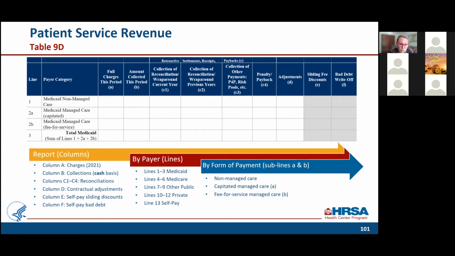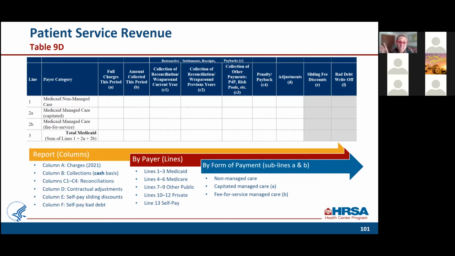Reporting in this table does not follow generally accepted accounting principles. This table really seeks to capture the total value of services provided to patients and revenue received for those services. Both revenue tables, Tables 9D and 9E, are reported on a cash basis, which means you're only going to report the actual dollars you received during the calendar year, and the charges incurred during that calendar year as well.